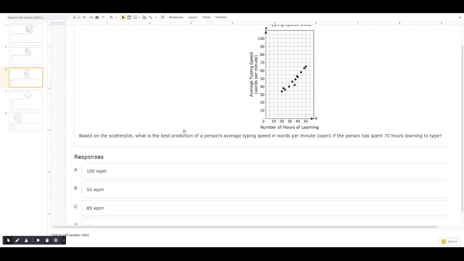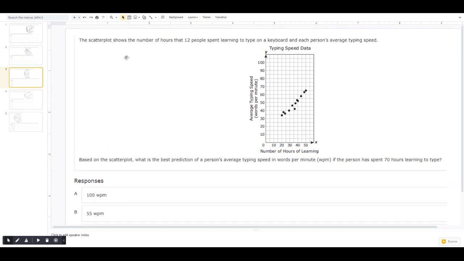Number 3, a scatter plot shows the number of hours that 12 people spent learning to type on a keyboard and each person's average typing speed. Based on the scatter plot, what is the best prediction? Ding, ding, ding. Got to draw a trend line. Prediction of a person's average typing speed in words per minute if the person has spent 70 hours learning to type. So we're looking for 70 hours. So we come right here, 70, draw your trend line. About like something like that, through as many dots as possible.